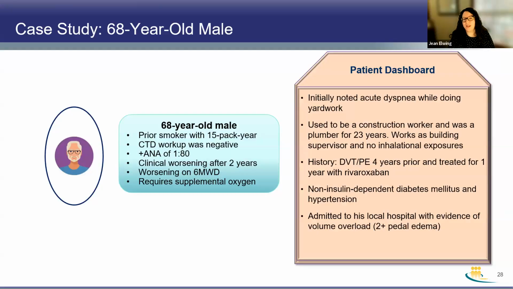So now let's talk about a few cases. Cases are always my favorite to drive home these important points.